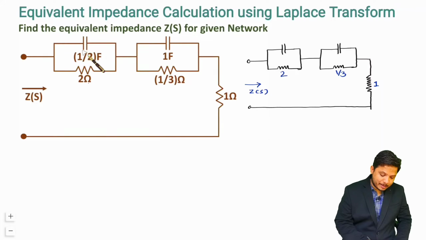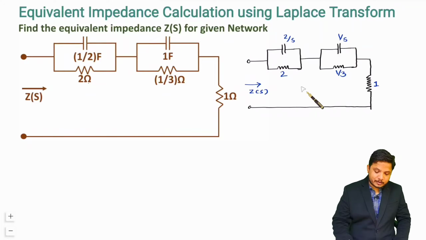But when it comes to the capacitor, the impedance of a capacitor is 1/SC. So for the half farad capacitance, the 2 will go in the numerator, 2/S, that is the impedance of this capacitor. For 1 farad, as per 1/SC, it will be 1/S. So that is how we now have the equivalent circuit in the Laplace domain.